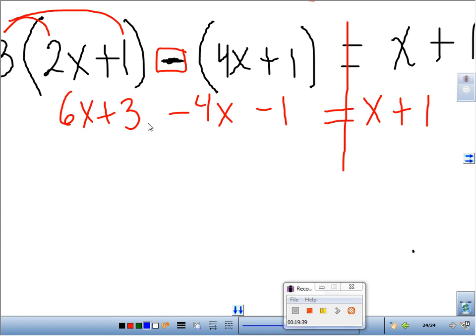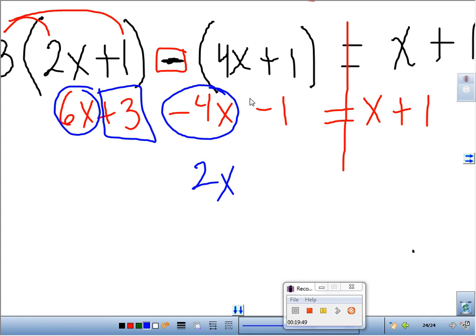I can still simplify this side by combining like terms. 6x and negative 4x, that becomes 2x. Then I got 3 and negative 1, what does that give us? Plus 2, bring down the x plus 1. And so we got up to right there so far.